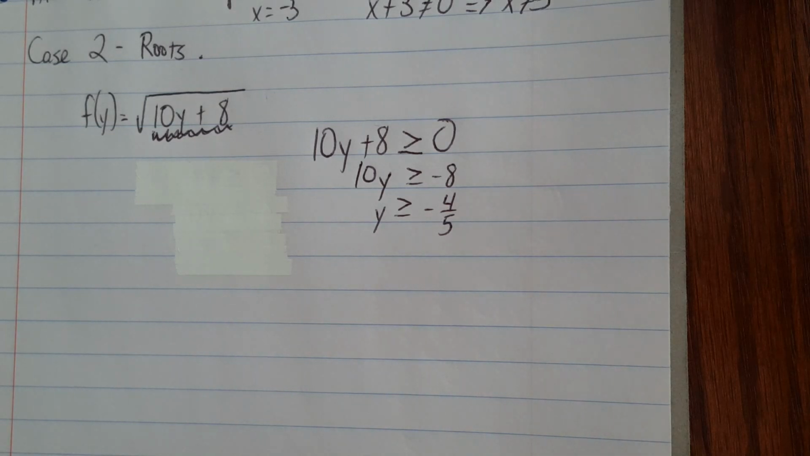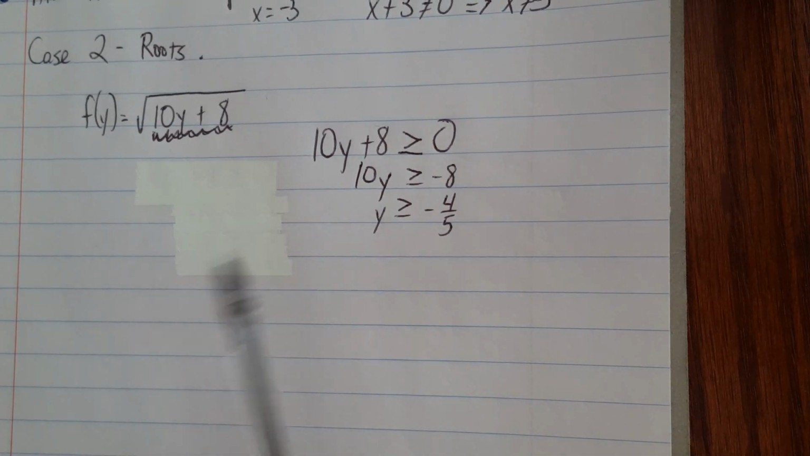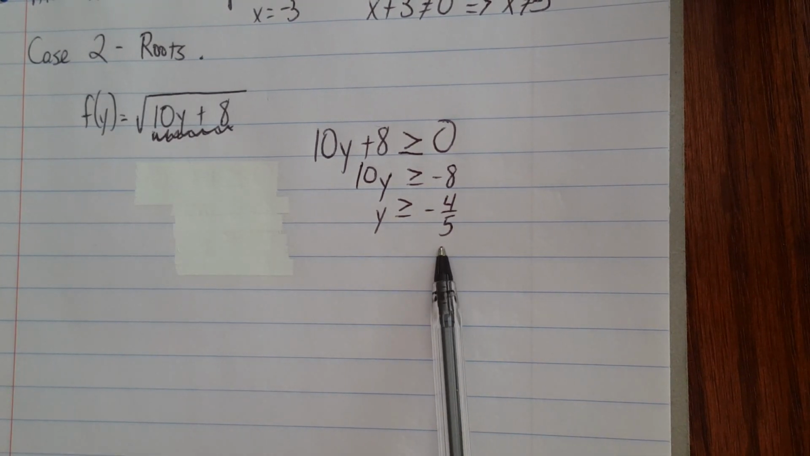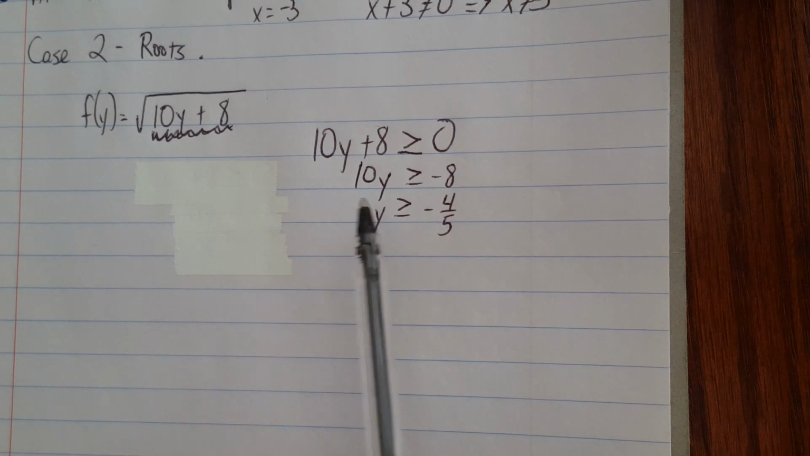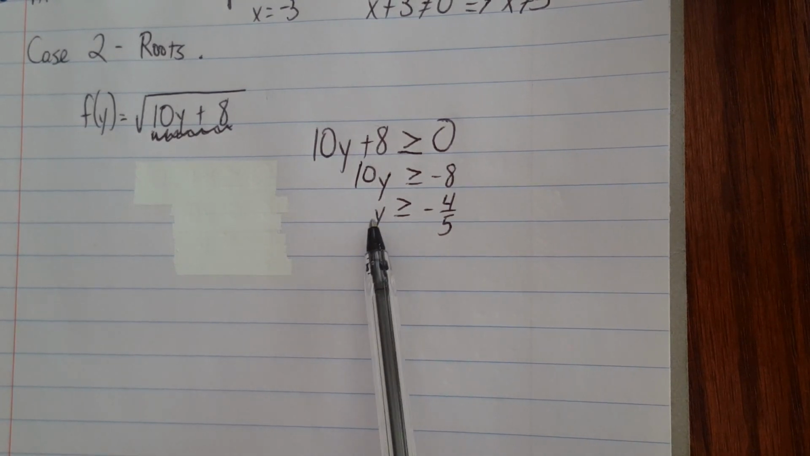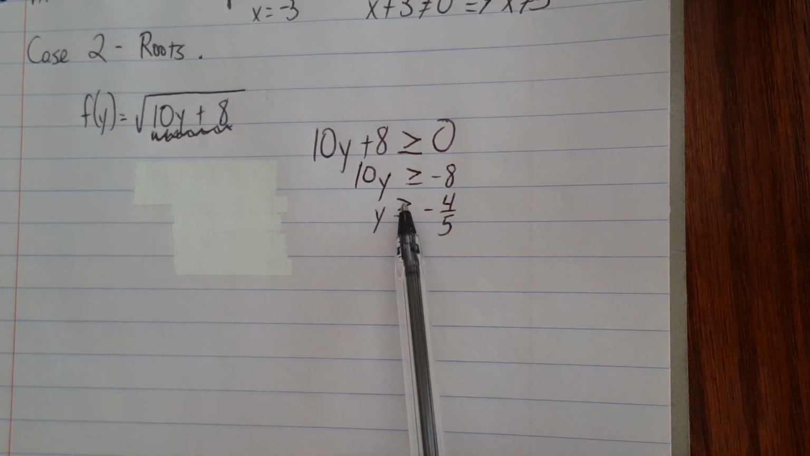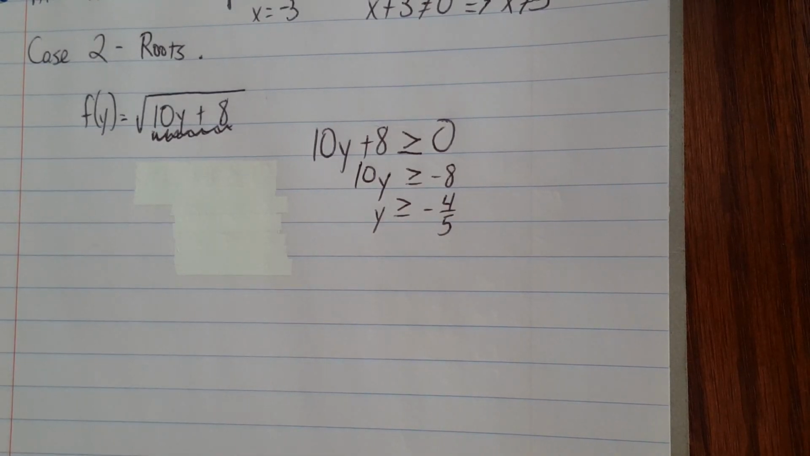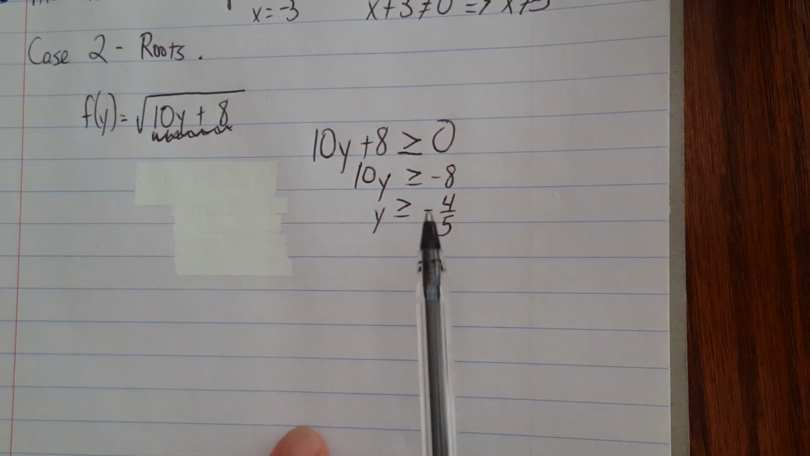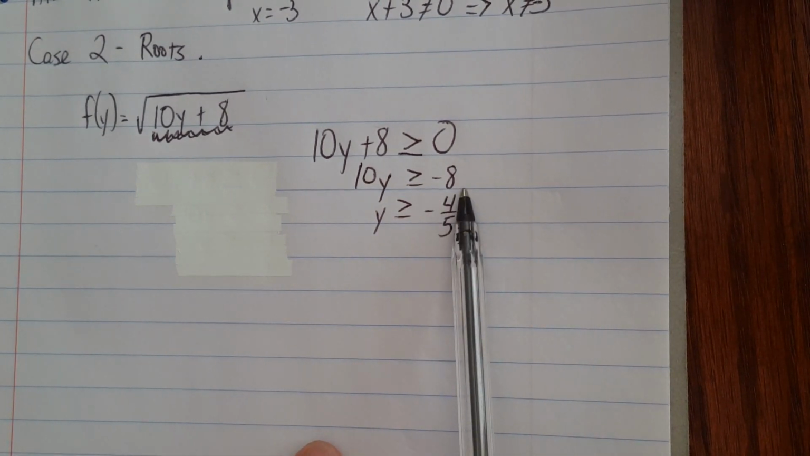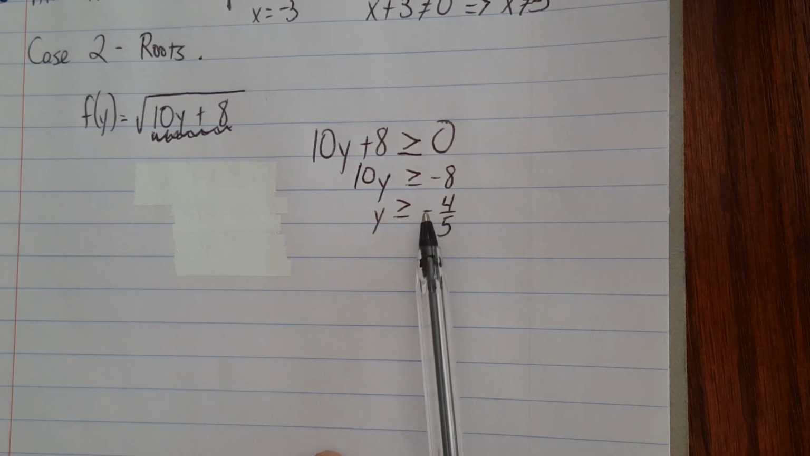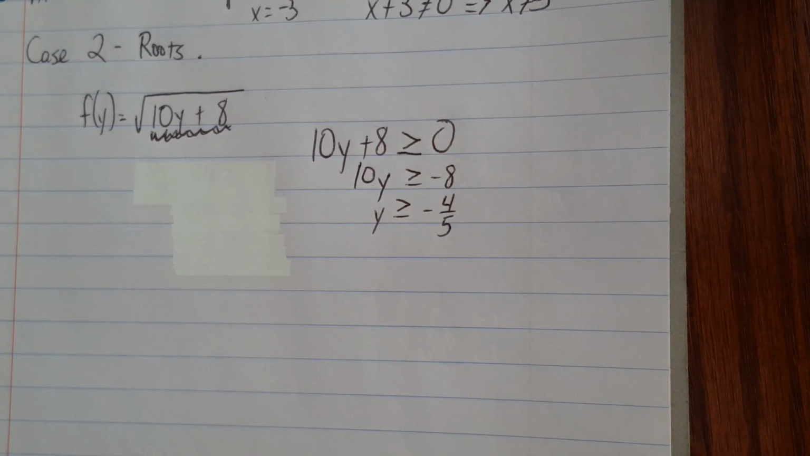So this tells me that the domain of this function must start here and increase. This is what the math statement literally says, that the y values are going to be greater than or equal to negative 4/5. So what that means is my domain in this case is going to start at this value, and it'll be all numbers that are greater than or equal to negative 4 over 5. And that is how you find the domain when you have a root.